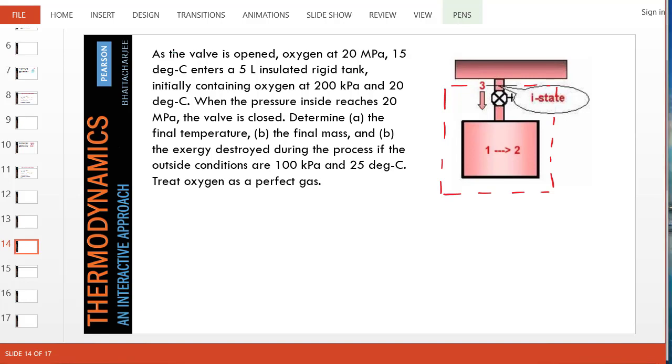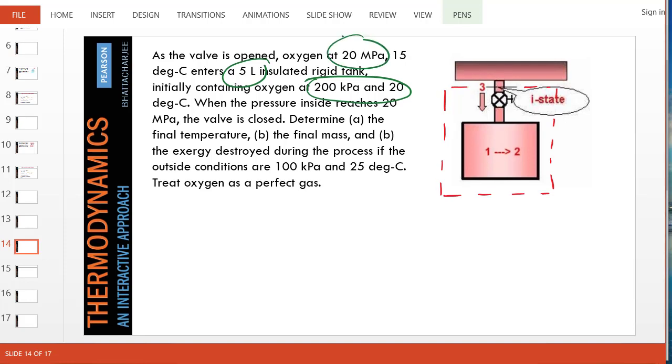Hello and welcome. This is an open process problem where a tank initially contains oxygen. The conditions are given, 200 kPa, 20 degrees Celsius, and the volume of the tank is also supplied. Then the valve is opened and oxygen enters from a supply line at 20 MPa, 15 degrees Celsius, and fills up the tank until the pressure equilibrates inside to 20 MPa. We are asked to find the final mass, the final temperature, and the exergy destroyed during this process.